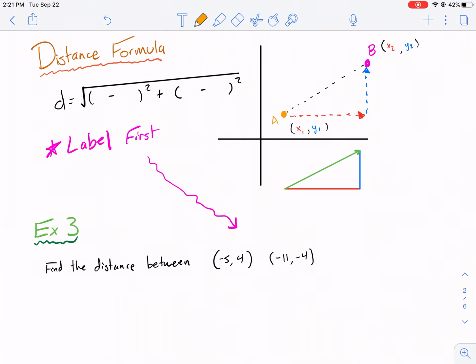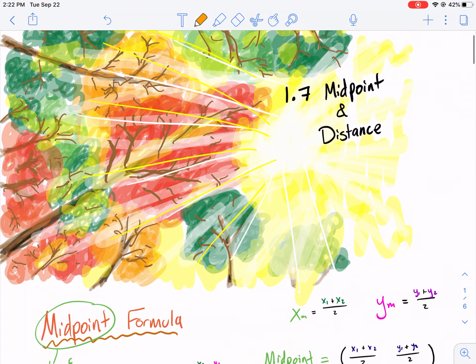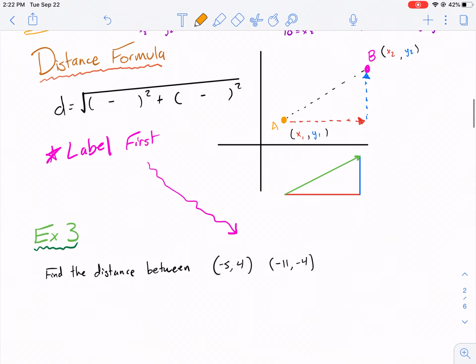Welcome back, everybody, to 1.7 Part 2. We talked about the midpoint formula. That was a lot of fun, but now we're going to be talking about the distance formula.